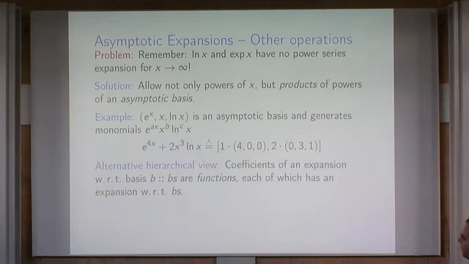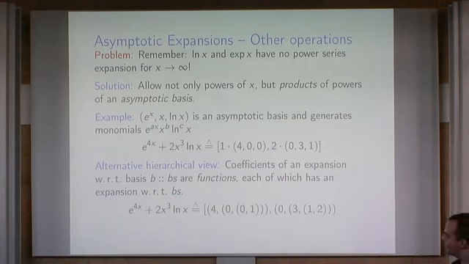Okay. And alternatively, you can view this hierarchically. You can essentially say, I look at this thing as an expansion in e to the x, but the coefficients are no longer just real constants, they are themselves functions, and these coefficient functions have an expansion in a smaller basis. So essentially, if you have a basis b prepended to bs, then an expansion with respect to that basis is again such an infinite list where the coefficients are again functions, but with respect to the basis bs.